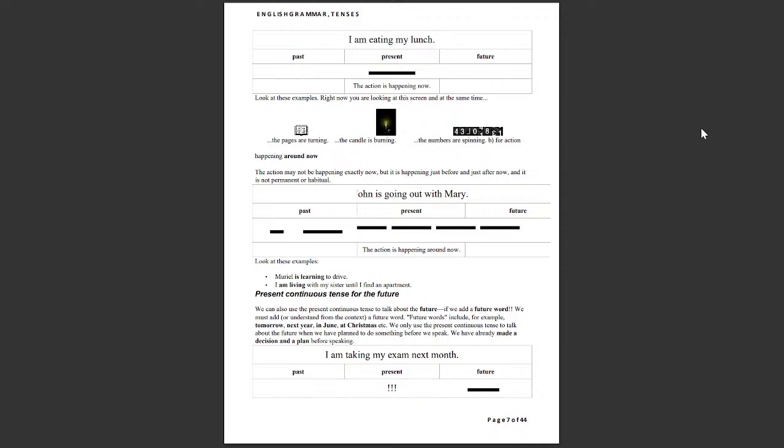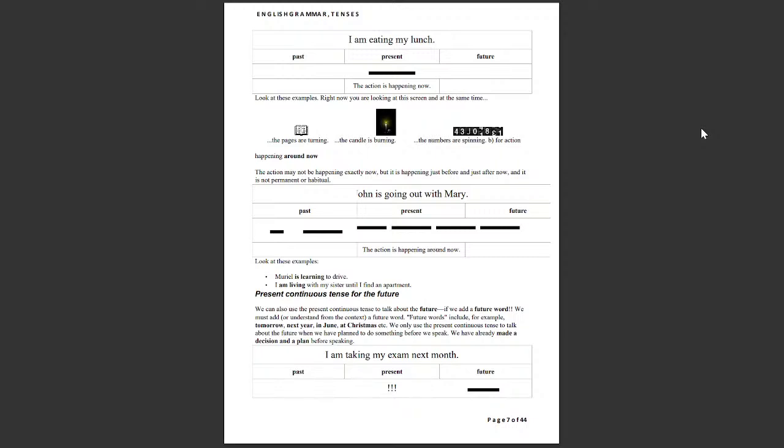So here the eating of my lunch is happening exactly right away, now. So that is present, the action is happening right now, and that sentence says this is happening right now. So look at these examples. Right now we are looking at the screen at the same time. If you see the screen, the pages are turning, the candle is burning, the numbers are spinning, for action happening around now. This is all happening around now, okay.